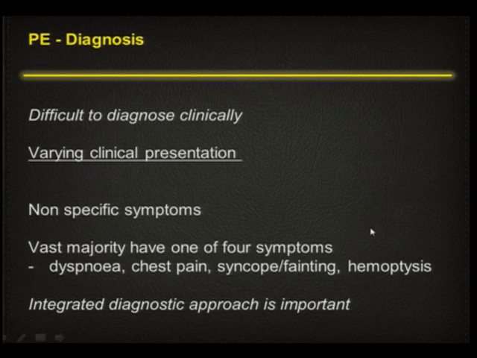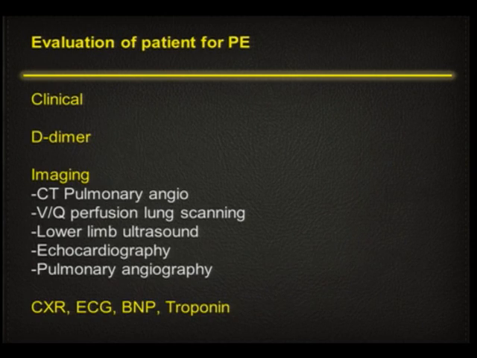Now, the difficulty in diagnosing has always been because of its varied clinical presentation. It has a lot of non-specific symptoms, but more or less the vast majority have one of four symptoms. They can be dyspnea, chest pain, and hemoptysis, and they can come in the form of a central nervous presentation like syncope, fainting, and even seizures have been reported. So to have a timely diagnosis, we need an integrated diagnostic approach.